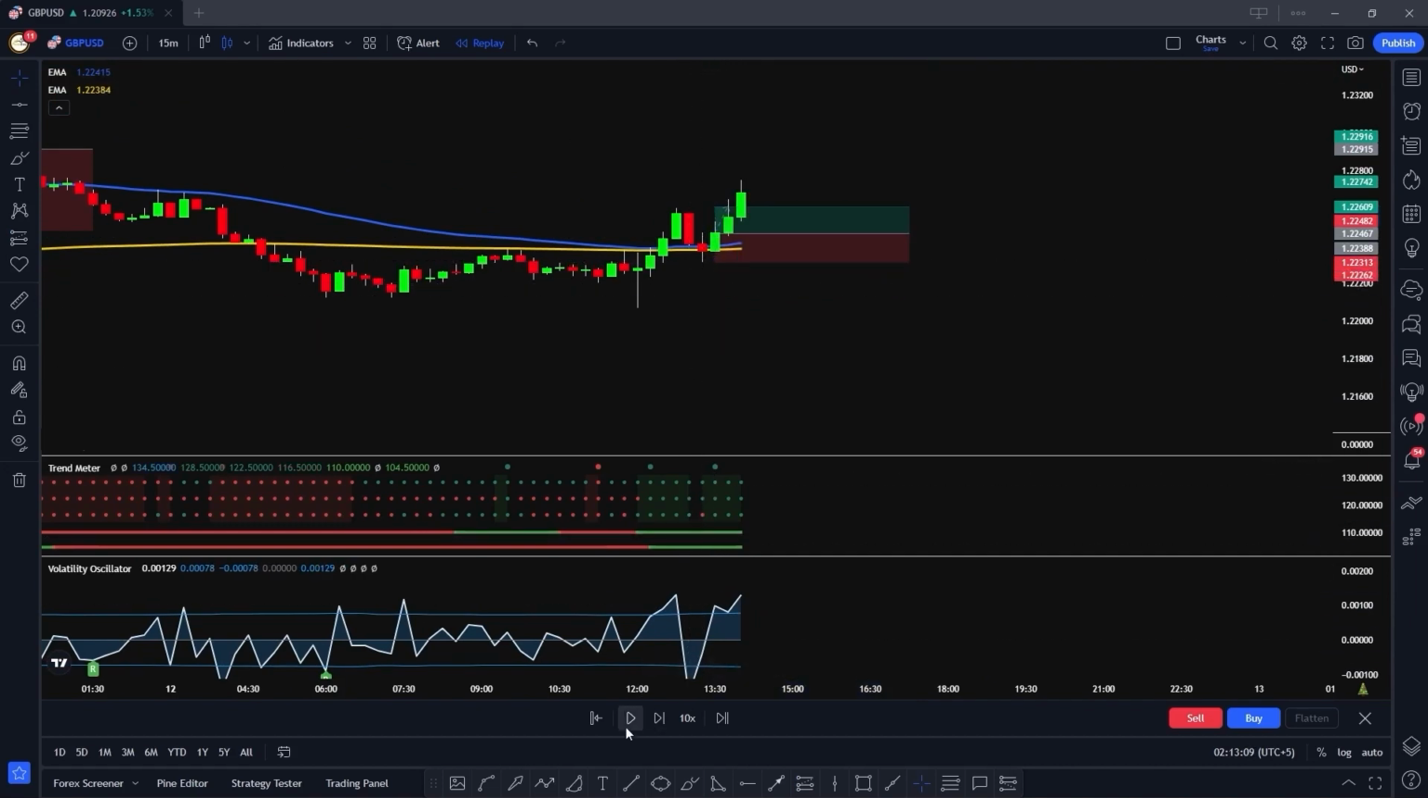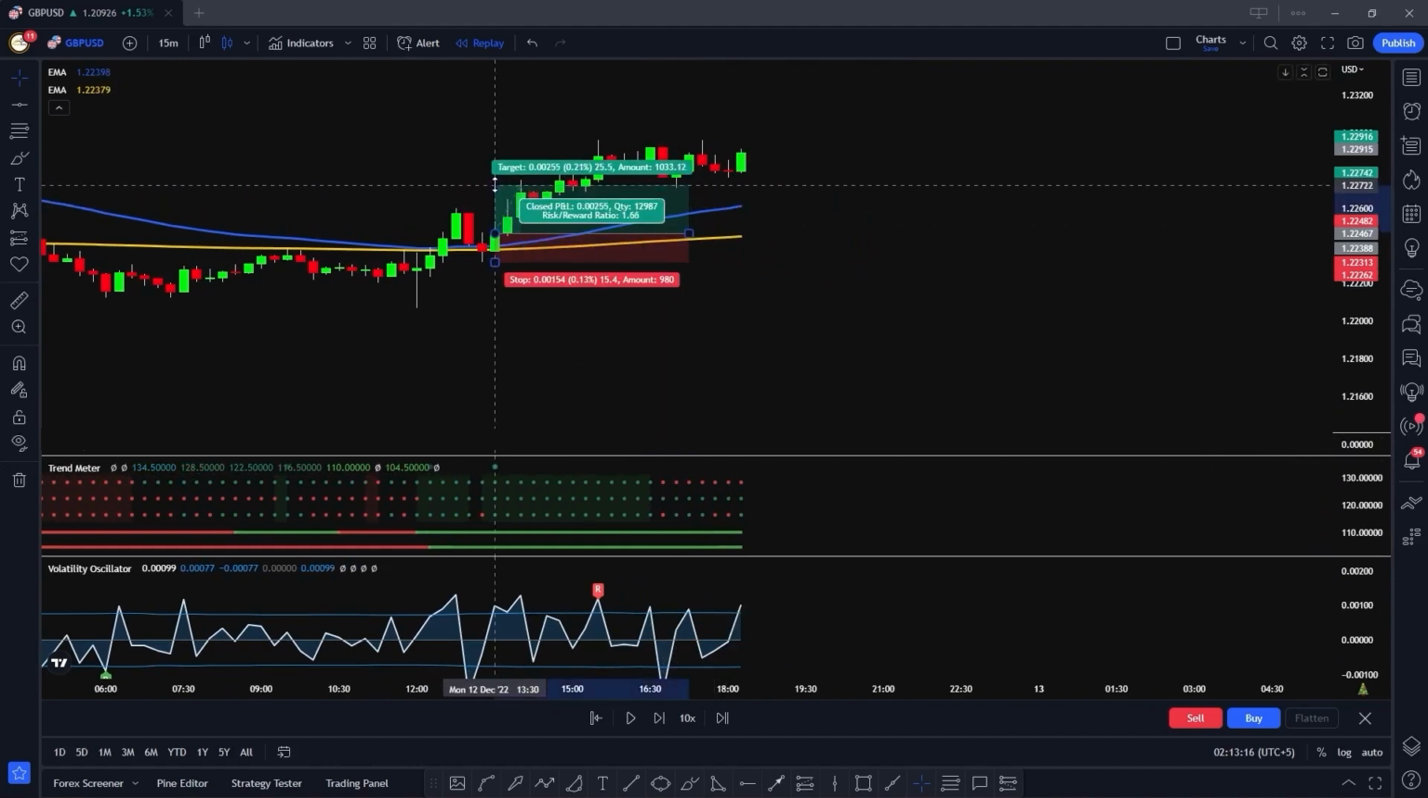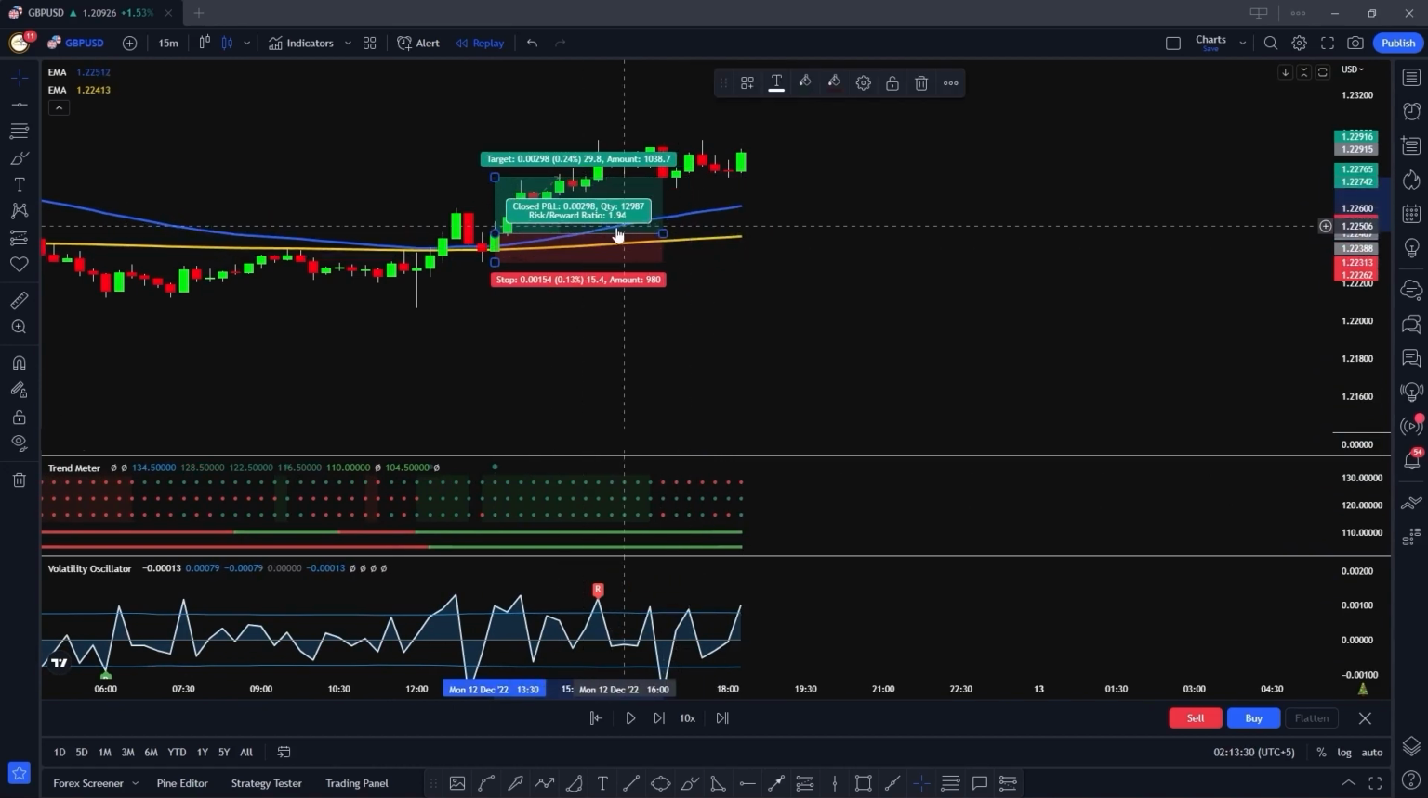And now let's wait for the formation of red dot to close our position. Now, as you can see here, the red dot formed here, so we'll close our trade at the close of this candle. So again, this trade has given us a profit or risk to reward ratio of 1.94, which is very good. Now let's look for any other trades that we can find.